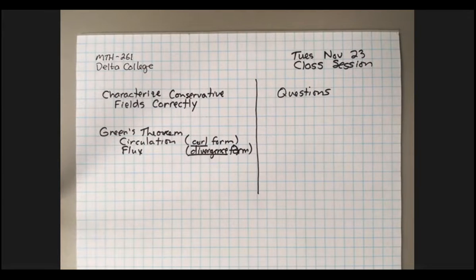I want to reach back to section 6.3 for a second so that I focus your mind on these theorems about conservative fields. And that's 6.10, 6.11, and possibly 6.9. 6.8, 6.9, 6.10, and 6.11.